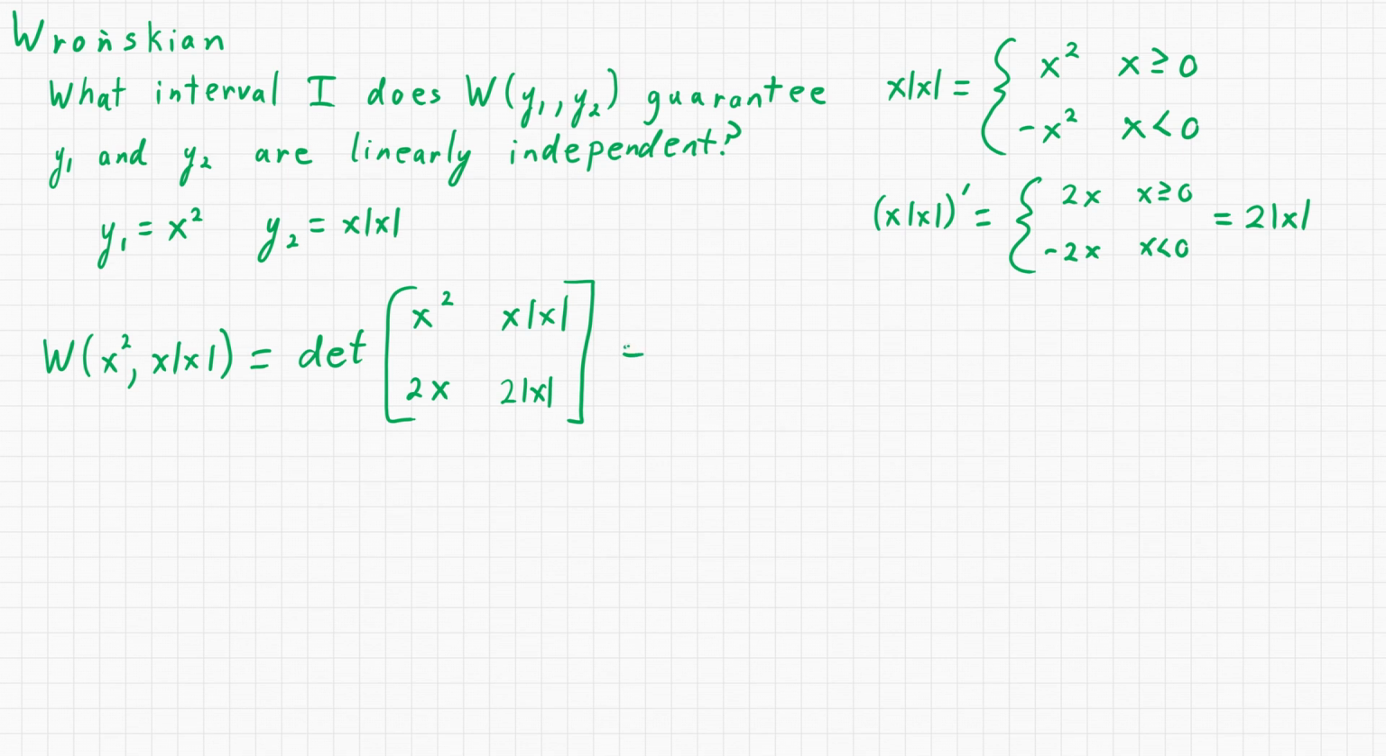All right, well now we can compute the determinant. So I have x squared times 2 absolute value of x, so 2x squared absolute value of x, minus x times absolute value of x times 2x. So I end up with 2x squared absolute value of x minus the same thing, and that's going to equal 0. So now the theorem doesn't say anything.